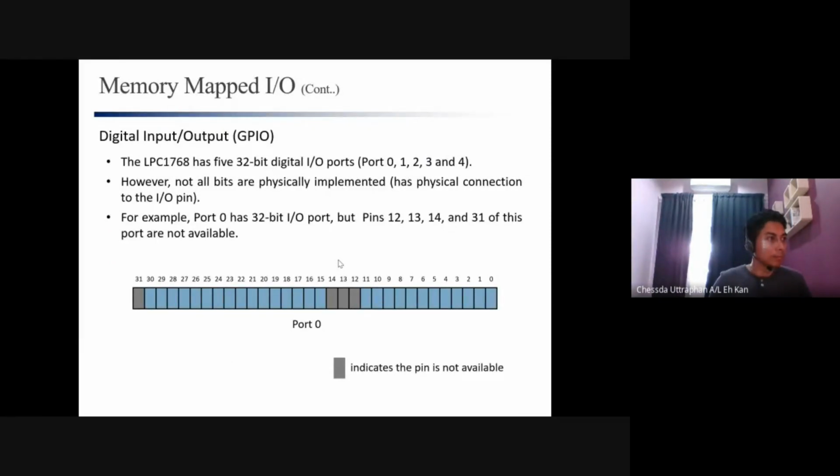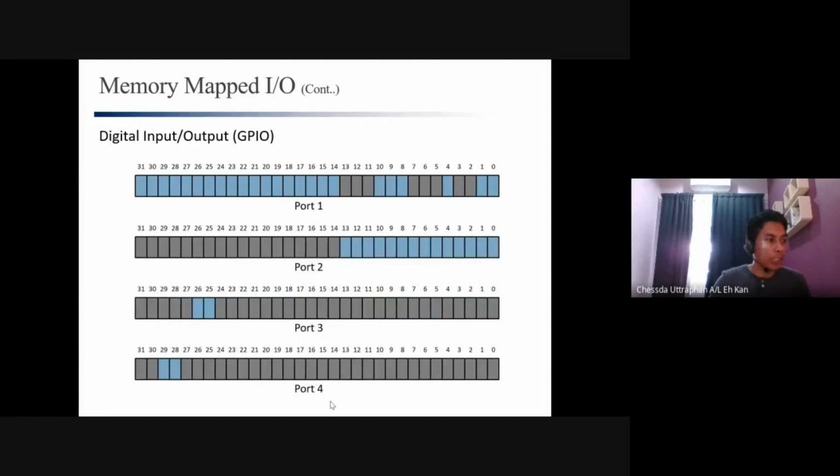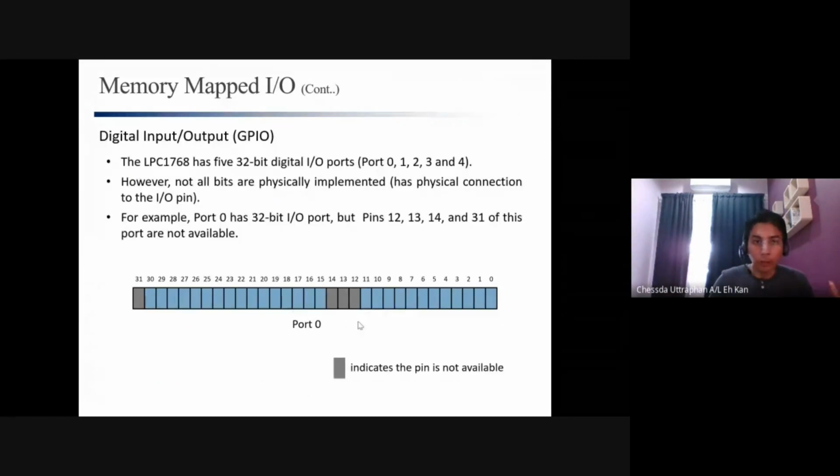Now, how is the GPIO, the input output, represented in the memory? The GPIO is called a port in a microcontroller. For ARM Cortex M3, we have 5 ports: port 0, port 1, port 2, port 3, and port 4. And each port is how many bits in size? 32 bit, from bit number 0 until bit number 31.